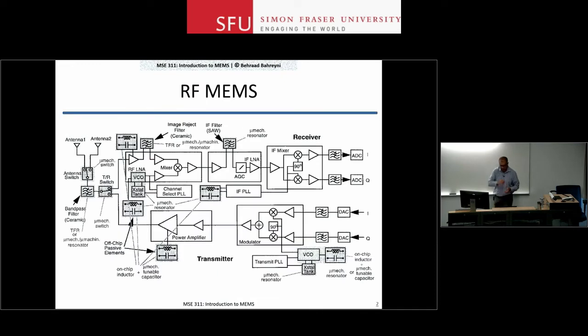So what is RF MEMS? We are now surrounded by RF systems and the components. Any cell phone that you have nowadays can operate in multiple bands, so each one of the bands is used for transmission and receiving data. You have a certain bandwidth that is assigned to you, let's say at 2 gigahertz with this much bandwidth.